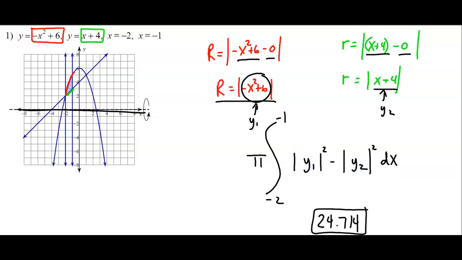Okay, now notice we are integrating from -2 to -1 because this is my leftmost point and this is my rightmost point. -2 is the x value on the left and -1 is the value on the right. The calculator should spit out an answer of this value there. Okay.